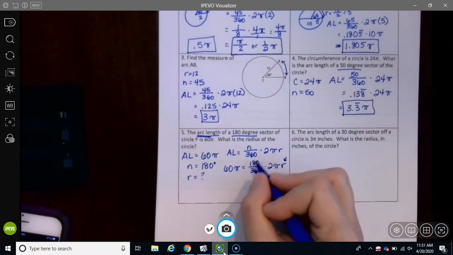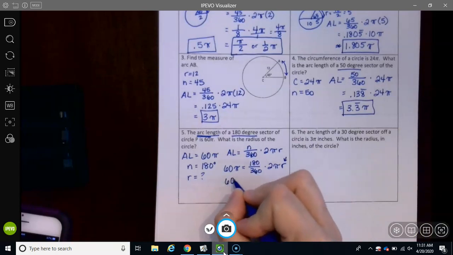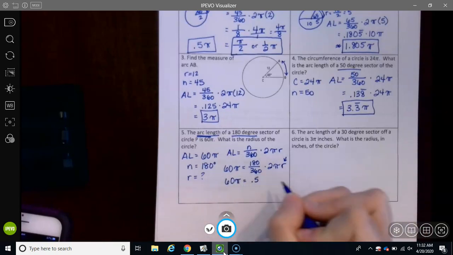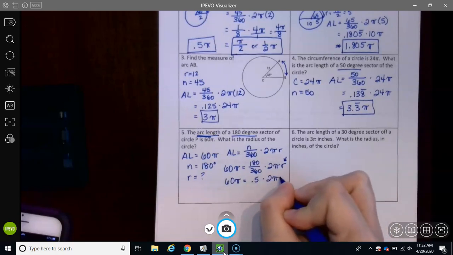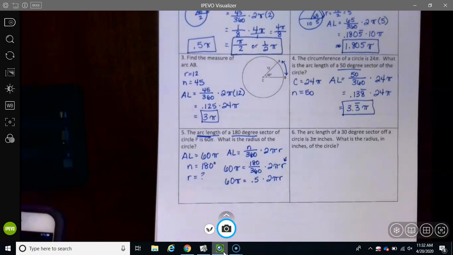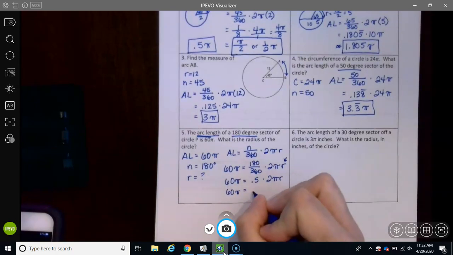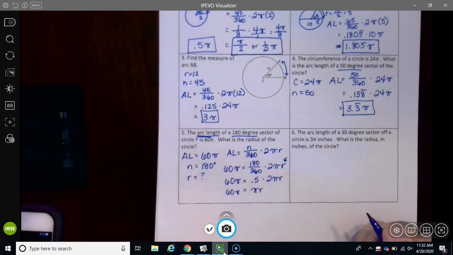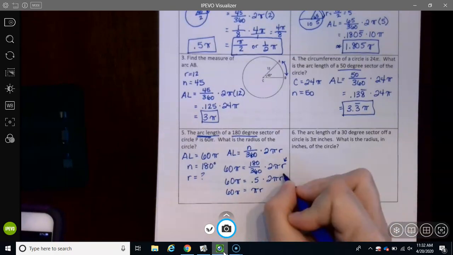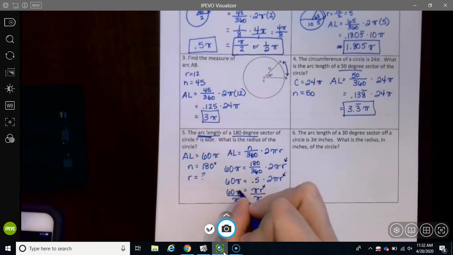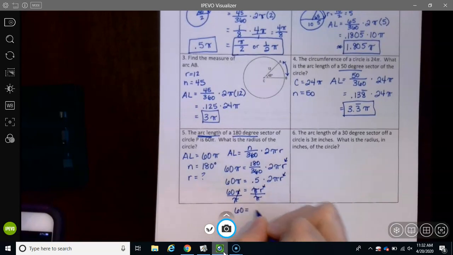So go ahead and reduce this 180 over 360. Everybody should know that 180 is half of 360, so that's just 0.5 times 2 pi r. 0.5 times 2 just gives us 1. So I'm bringing everything else down. So we've got 1 pi, and then r. And again, if it's just a 1, we don't have to put that 1 out front. And then we're trying to get that r by itself, so I'm going to divide both sides by pi. The pi's cancel out, and I'm left with 60 as my radius. Okay?